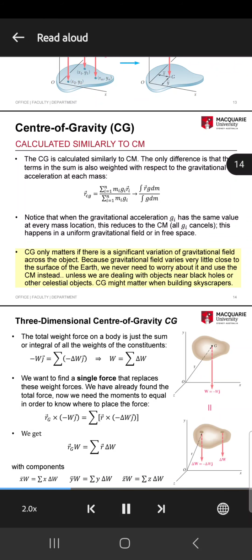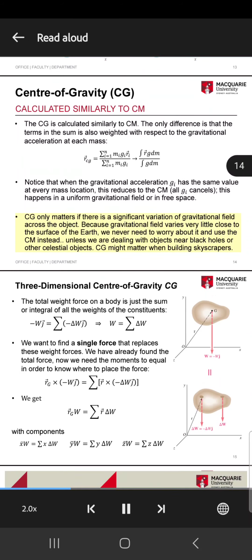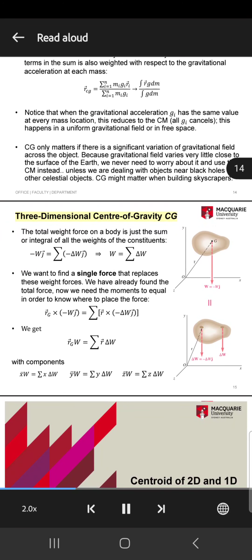CG only matters if there is a significant variation of gravitational field across the object. Because gravitational field varies very little close to the surface of the Earth, we never need to worry about it and use the CM instead, unless we are dealing with objects near black holes or other celestial objects. CG might matter when building skyscrapers. Three-dimensional center of gravity, CG.